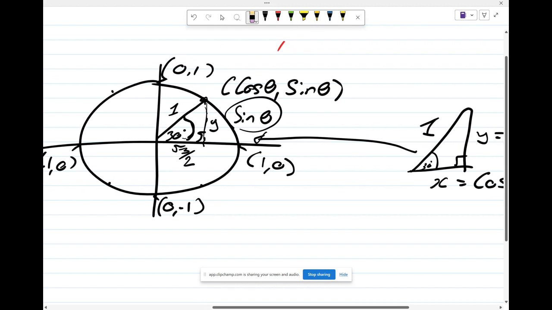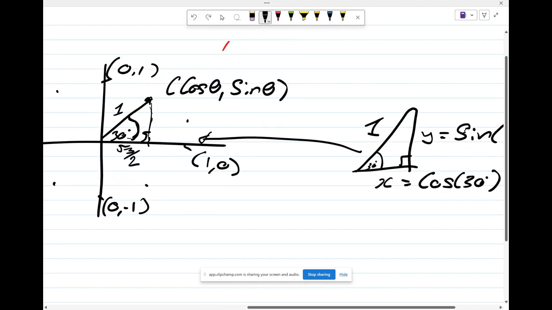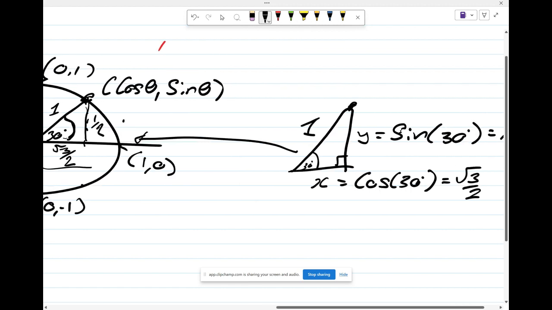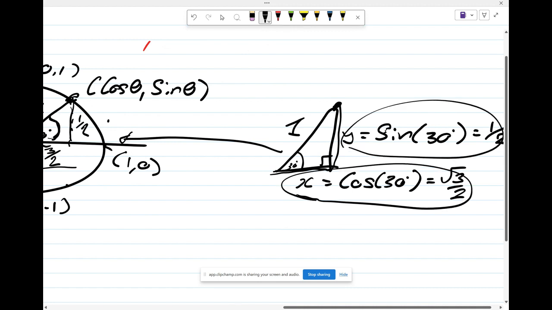So now we see that we have to go out root 3 over 2 and up 1/2 to get to this point. And that's the exact same thing. We have to go out root 3 over 2 and up 1/2 to get to this point. And so we've successfully found a way to find x and find y.